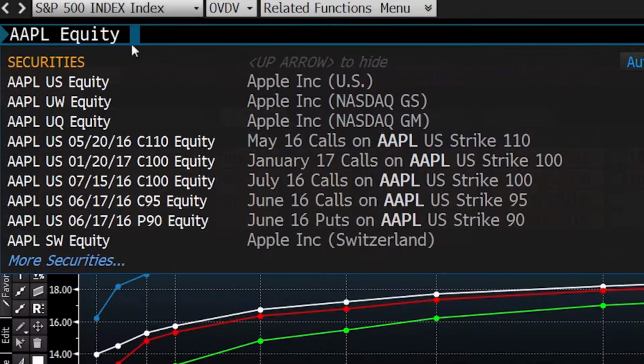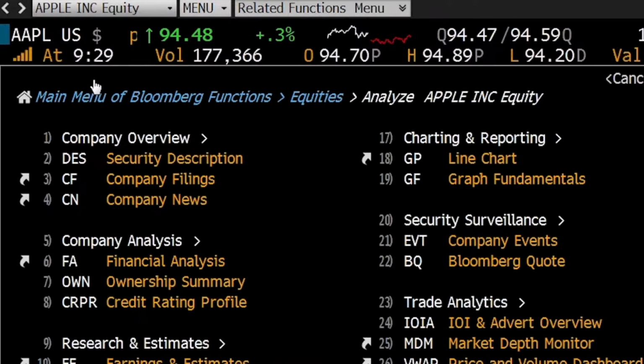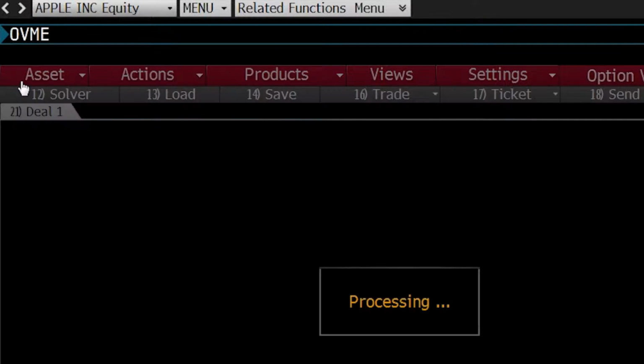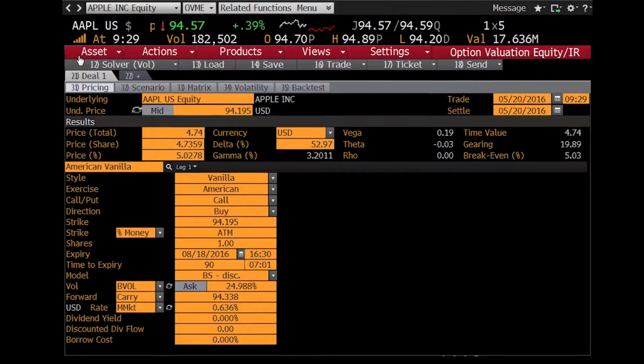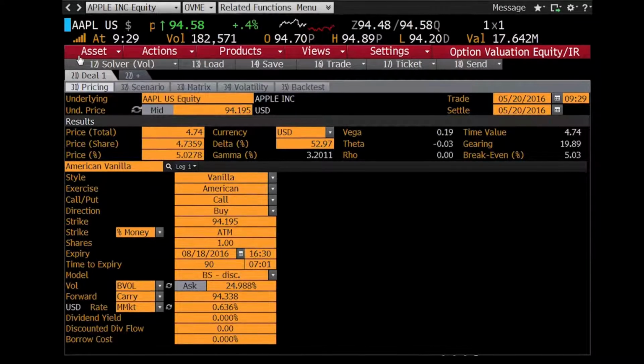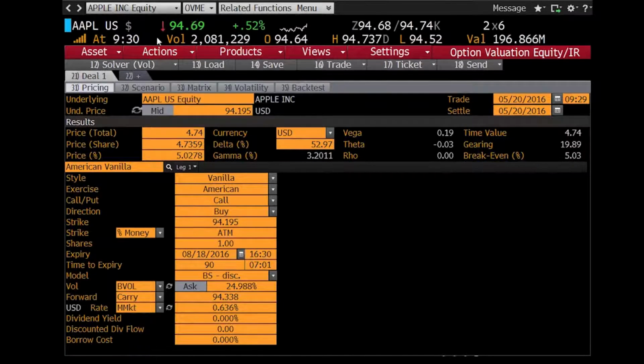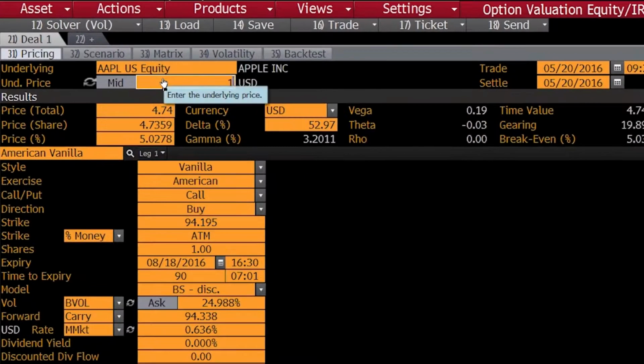We're going to go to the Apple security, and we're going to bring in the OVME function, as you've seen many times before. In these questions, we're just dealing with the puts and the calls. This, of course, in the real world would be overlaid with a stock position or stock positions, a portfolio. But for simplicity, we're going to look at the options side of it. Now, let's create the first of the three deals.